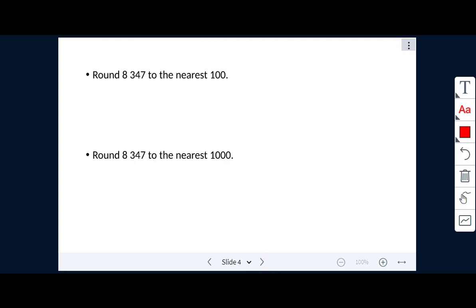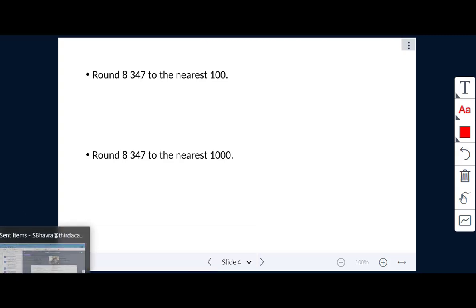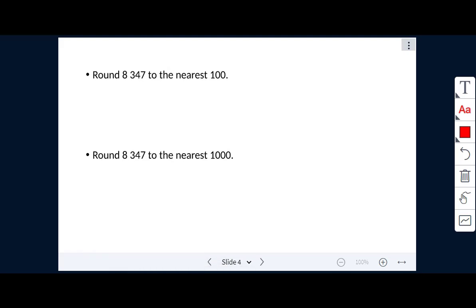All right, let's take that same number, 8,347. Let's round it to the nearest 100, and let's round it to the nearest thousands. So I'll let you guys try that. So we're rounding 8,347 to the nearest 100.